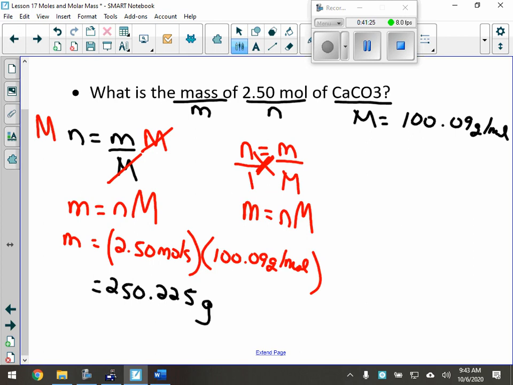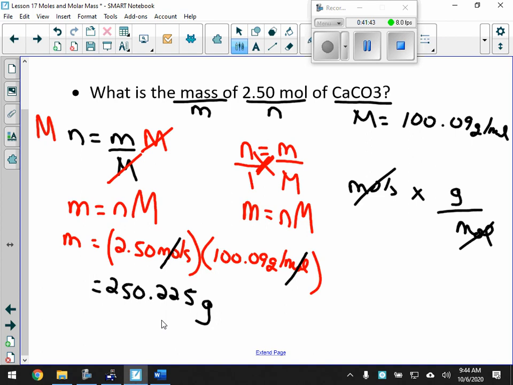And my answer should be grams. Should it be? Let's see. Moles cancels with grams per mole. Yes? So basically it looks like this. Moles times grams per mole. That's what it means, right? Those two cancel, yes? Okay, so it looks like we end up with grams. That's good. That's what we want to end up with.